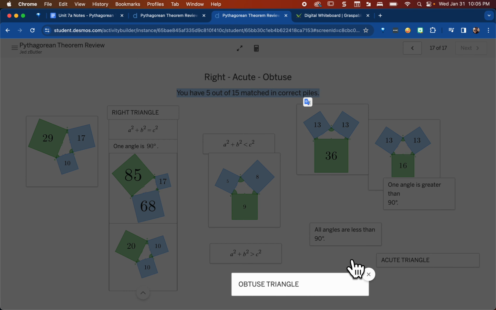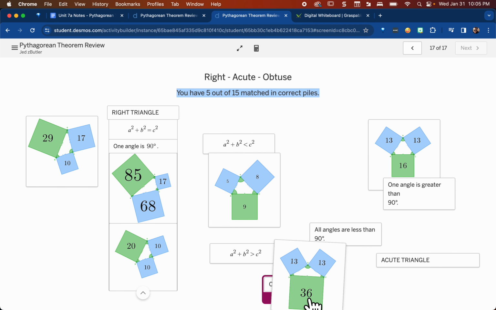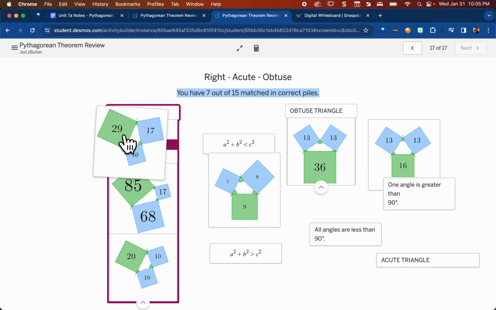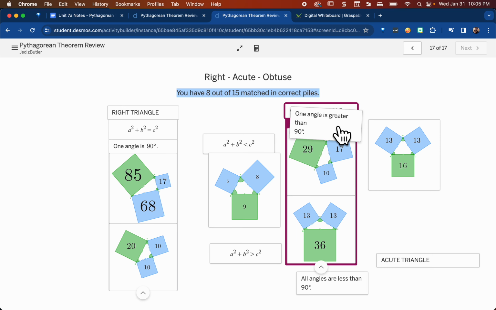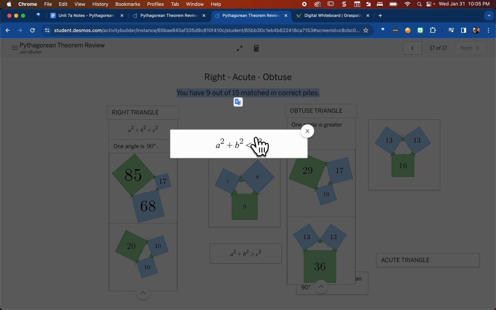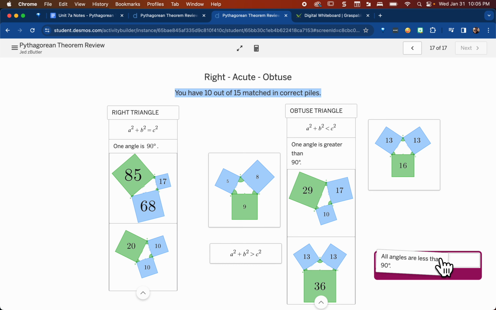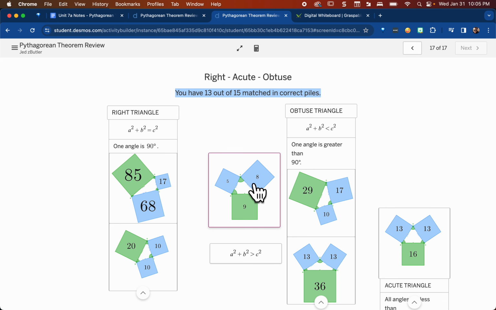obtuse triangles. So obtuse triangles are when that green square is too big. So there's an obtuse triangle. And where else do we have it? We have it here. So that's our 2 pictures. And one of the angles is greater than 90 degrees. That's true. Another way of thinking of it is when your C side, or your hypotenuse side, is bigger than the other 2 added together. All right, now all the rest of these just go into the last pile. And that's it. So we'll just put them all in there.